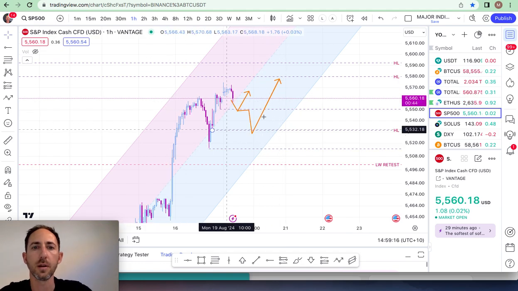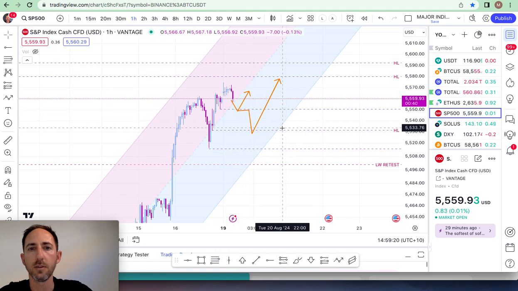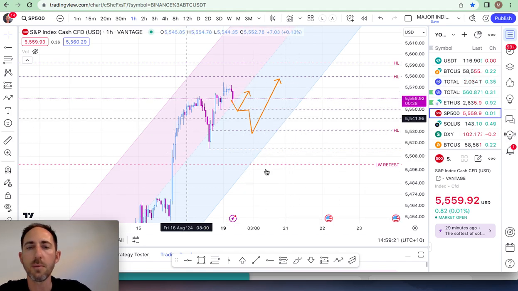And then that's where we're going to look at, because we've been in this bull trend, so now we're looking at this space. So that is my bias for today.